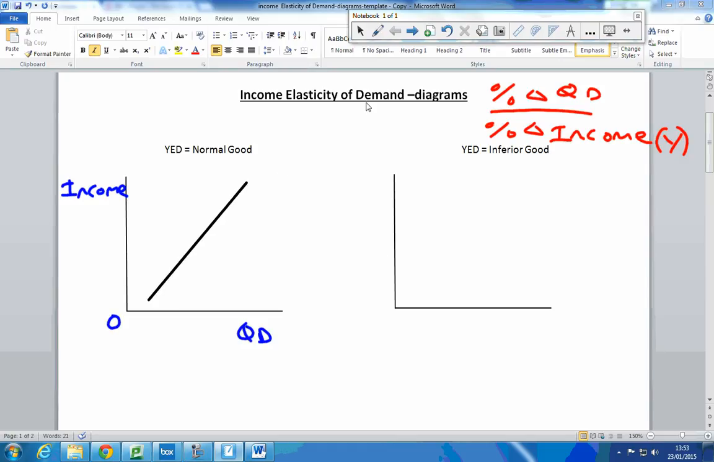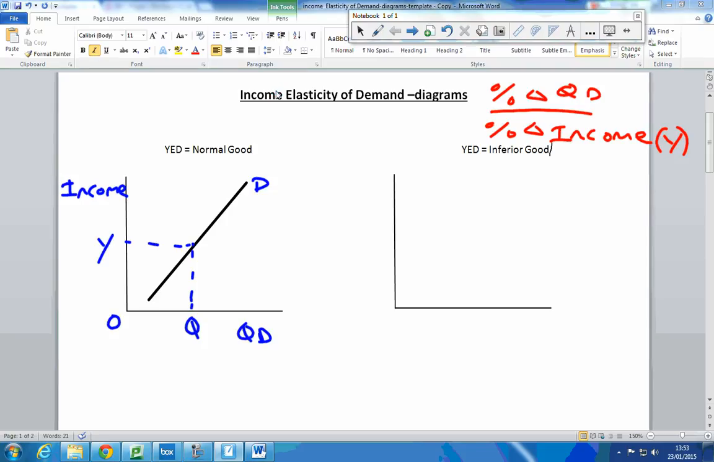Okay, so what we have here is we must label it D1. Let's take a position somewhere here. We mustn't call it P because obviously we're not talking about price here, my mistake. We call it Y and Q. And Y and Q is a position.